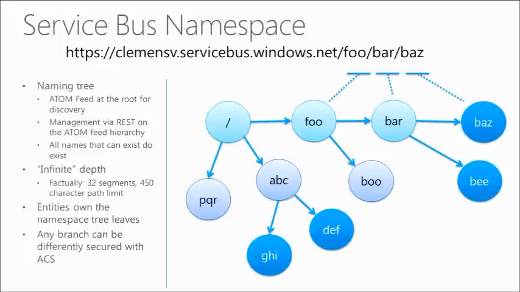You get an Atom feed at the root. You already saw that feed. And you can manage with a REST protocol. We're going to extend that. We're going to make it more OData than it is right now. But it's based on Atom, and OData sits on top of Atom, so that's a natural extension for us. And all the names that you can imagine already exist in that structure. It's infinite depth. You have 32 segments, but that makes it almost infinite. And whenever you put an entity in here, the entity owns the rest of that namespace.